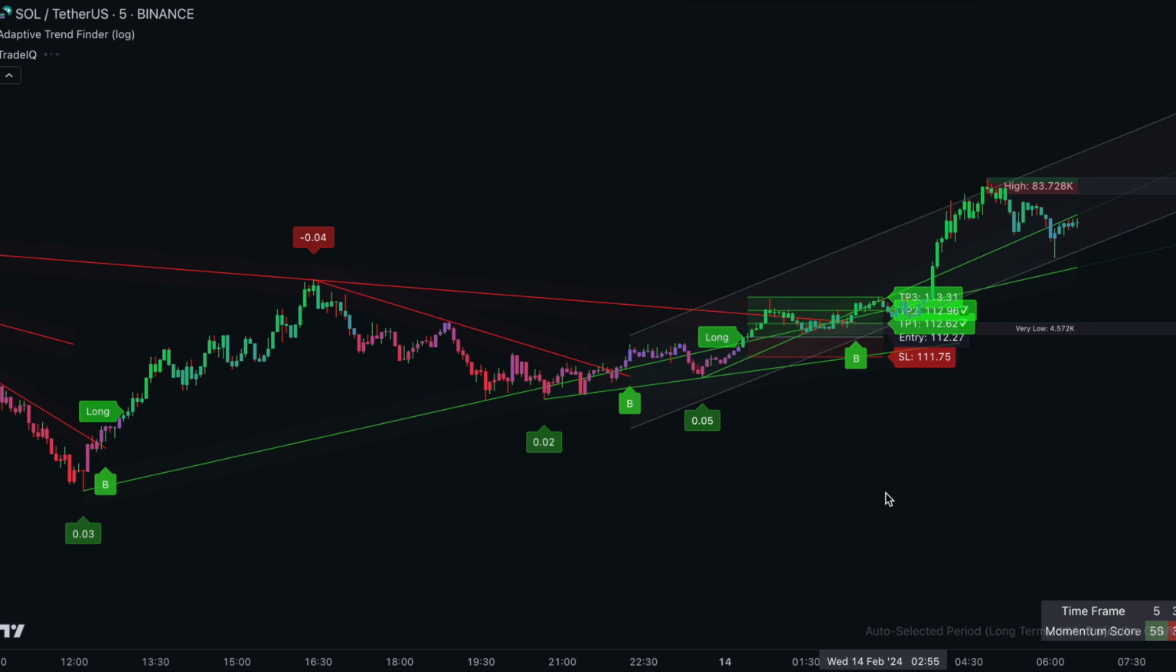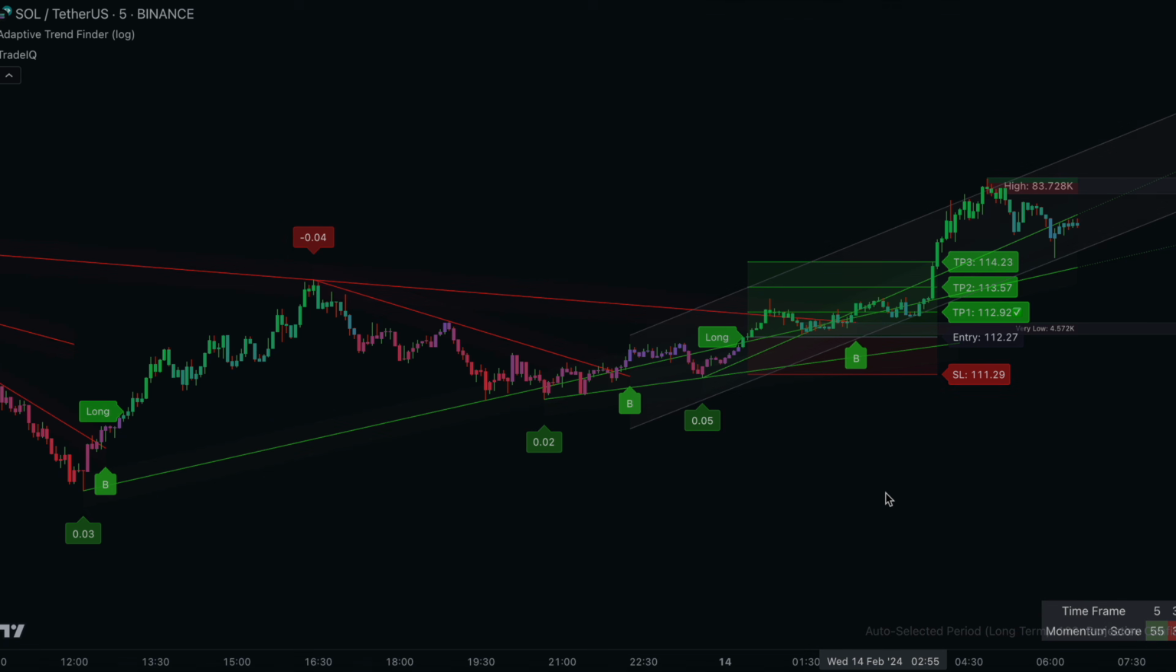Test this strategy on a demo account, and if you're happy with the results, trade with it in the live market. Happy trading!